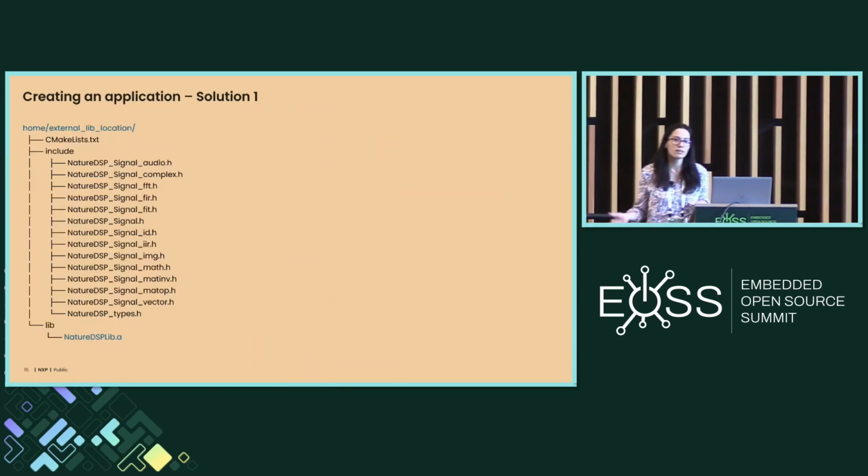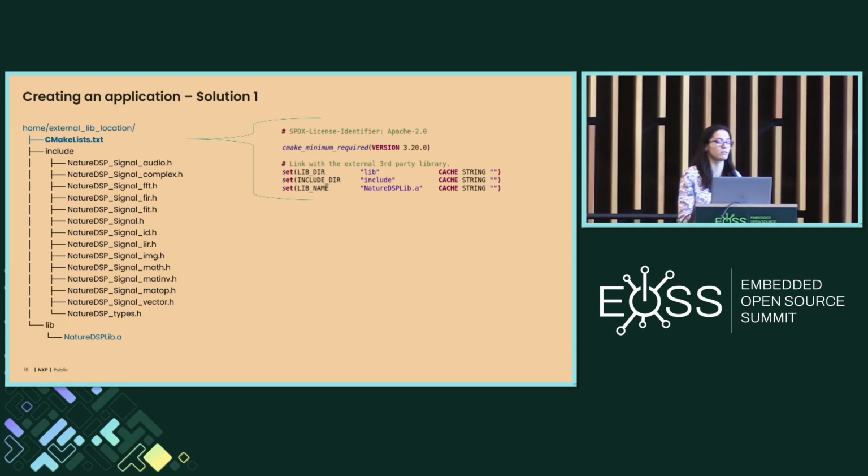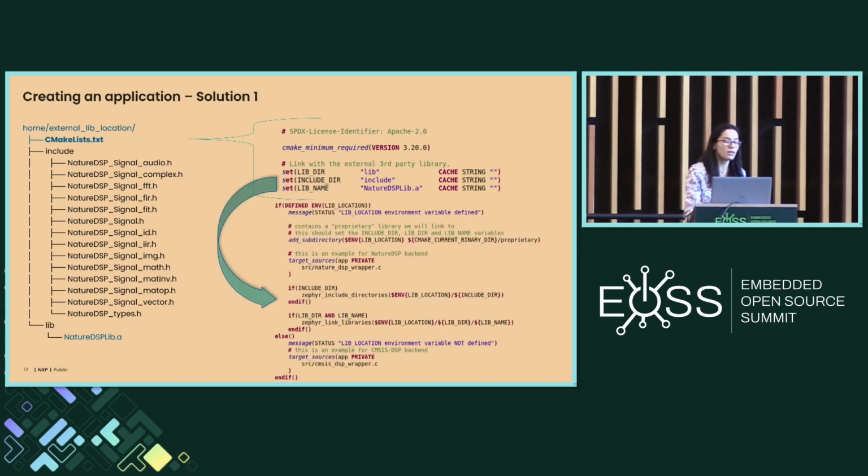Now, on my external lib location, I have the library, I have the headers, and the CMake list file. In this CMake list, I'm just setting 3 variables. So lib location, lib name, and include directory. These are used on the application side, as you've seen earlier, to link with the library and to include directories.